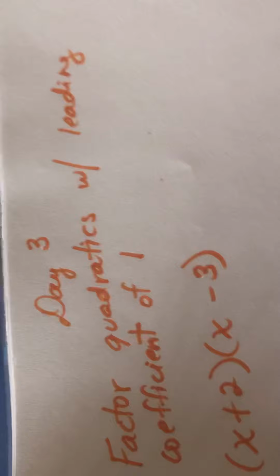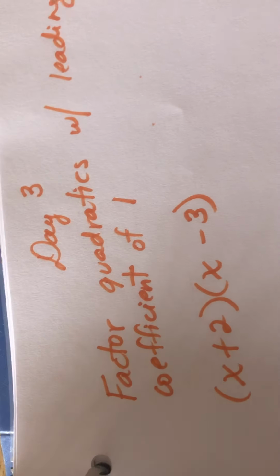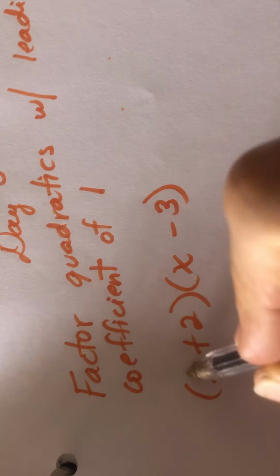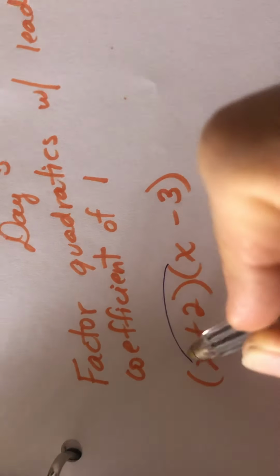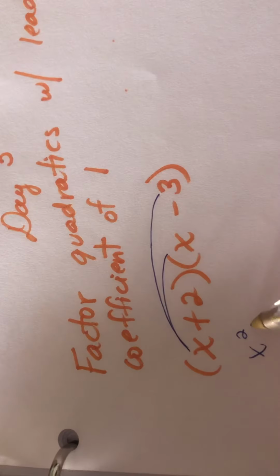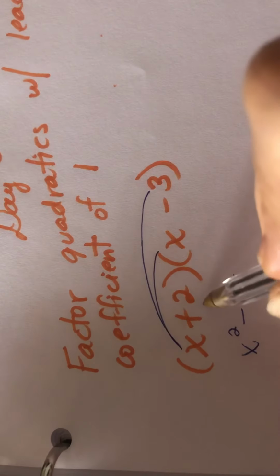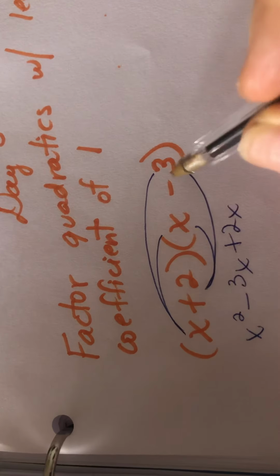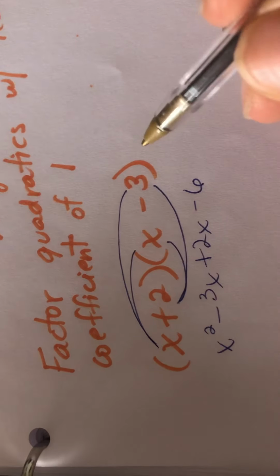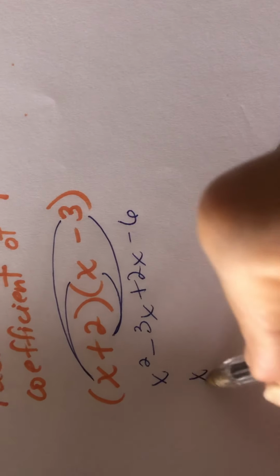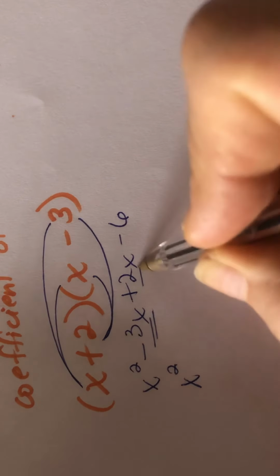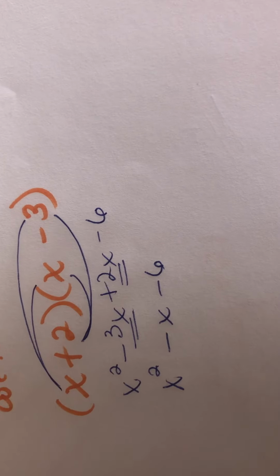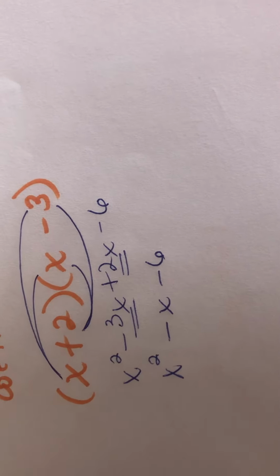Factoring quadratics with leading coefficient of 1. Okay, let's go back and review. Remember, FOIL: first, x squared; outer, x times negative 3 is negative 3x; inner, 2 plus x is 2x; and last, 2 times negative 3 is negative 6. And we combine like terms: x squared, negative 3x and 2x, negative 1x, minus 6. And that was our answer.